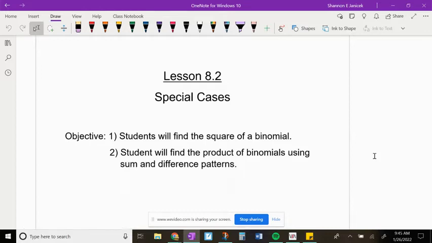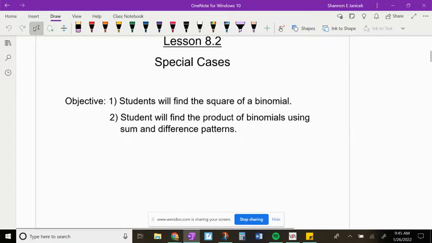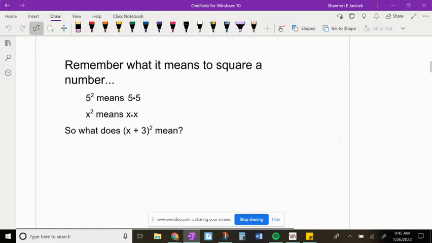What we're going to talk about today is 8.2, special cases. The past 3 days we've been talking about polynomials. We've added them, subtracted them, multiplied them, and then we gave that multiplication a special name, FOIL. Today we're going to talk about little special cases that are just little tricks and tips here and there. So it should be pretty easy.